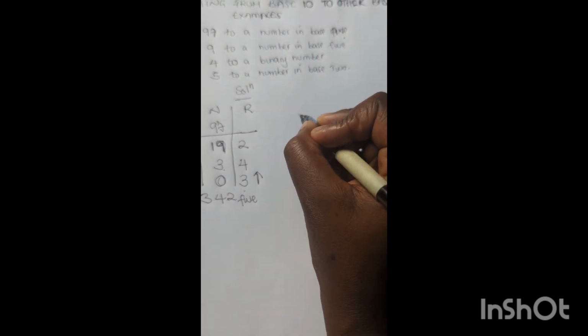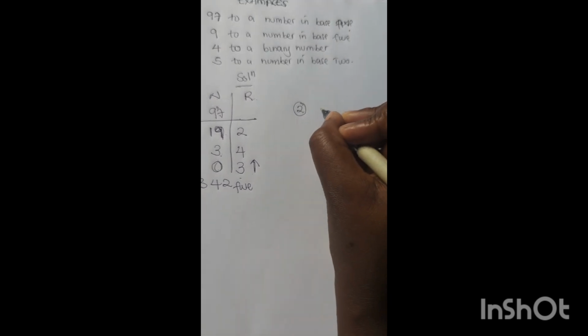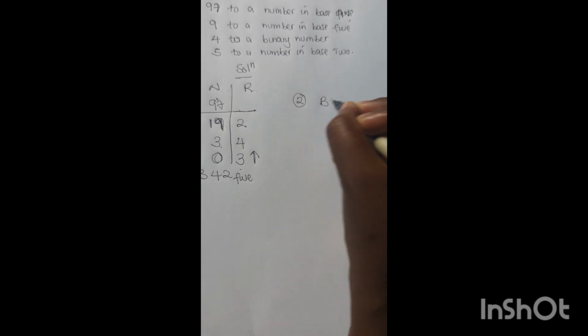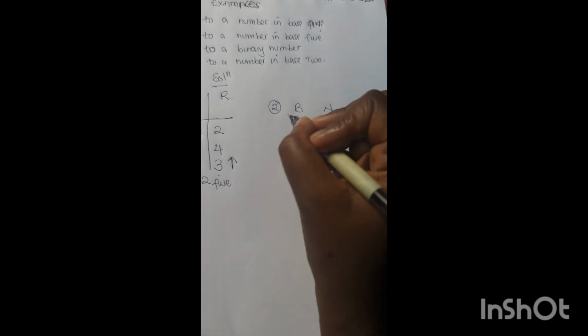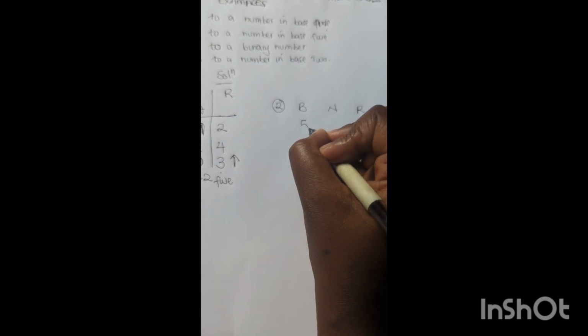Then let's move on to example number 2. Example number 2 is: convert 9 to a number in base 5. Remember, you do the same thing. You're going to write the base. Next, you're going to write the number, and the last part, you're going to write the remainder. So what base are we converting to? It is base what? 5.